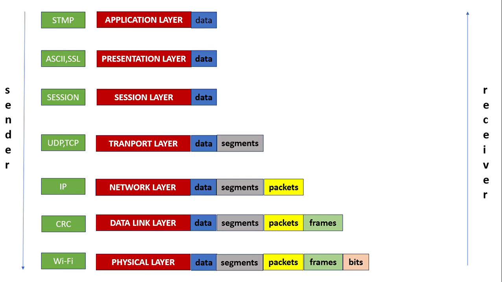On to layer number 4, the transport layer. The message is broken into smaller segments, each given a sequence number to ensure proper assembly. TCP, or the Transmission Control Protocol, ensures reliable delivery by resending lost segments if necessary. In the transport layer, the data header is encapsulated with the segment header.